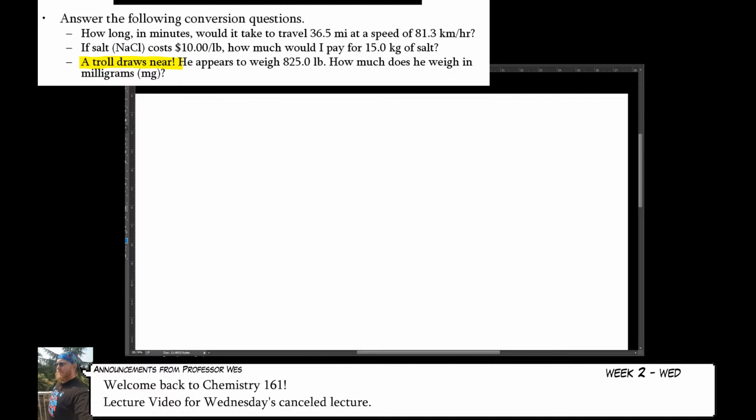Okay, so for this first problem, I'm going to travel 81.3 kilometers per hour. And I need to travel 36.5 miles. So my starting quantity is miles. And I need to find out how long it will take me to go that far in minutes. We did just do a problem just like this. So I need to get to these units so I can convert from a distance or length to a time.